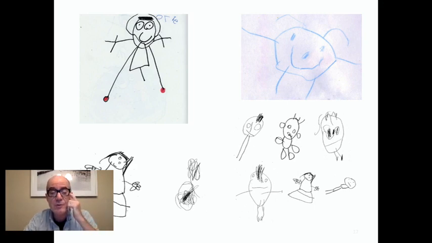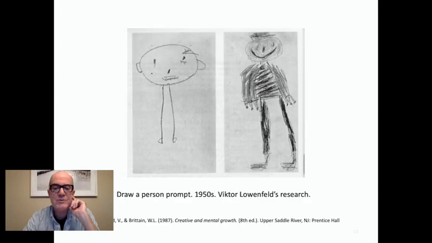It's potentially, for you as you begin your practice, a way to get children engaged in art making, and at the same time for you to really begin to get an understanding of how they are working through their own learning journey, how they are becoming fully engaged on their own. Draw a person prompt. This is an example. It's out of the book that you have, the Victor Lowenfeld research.